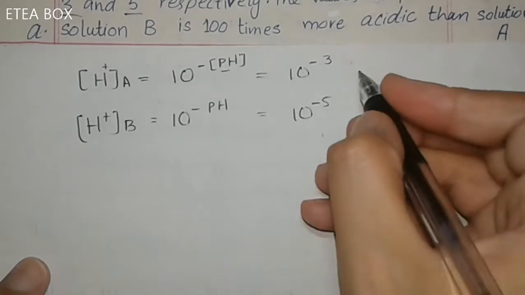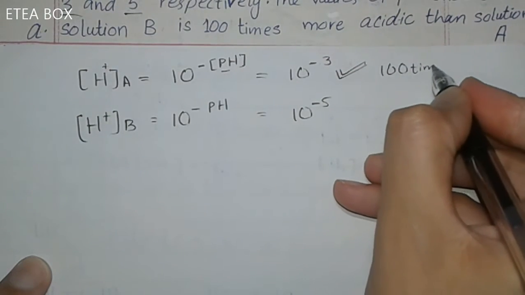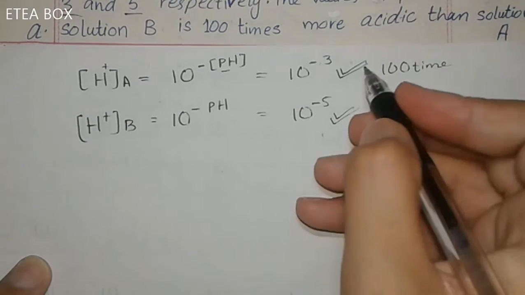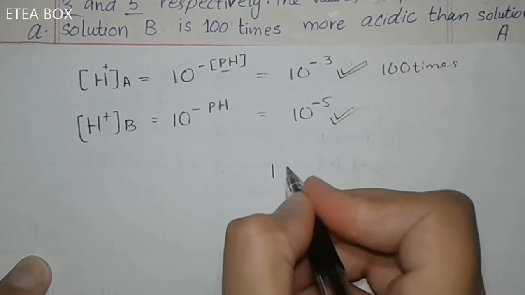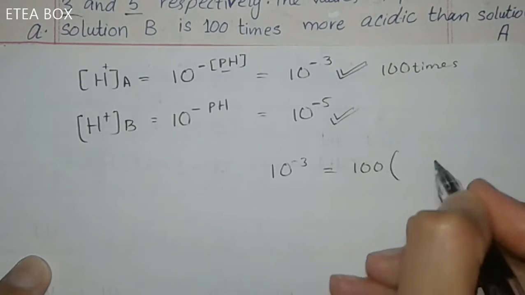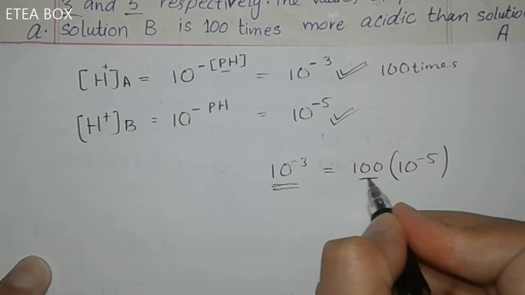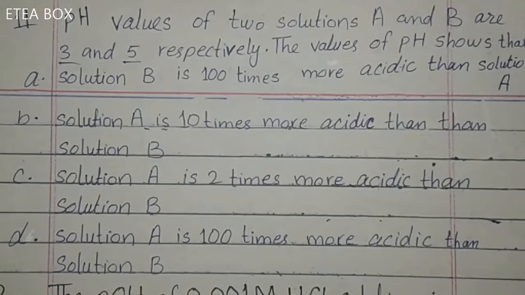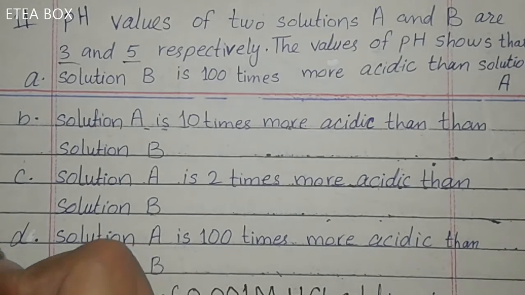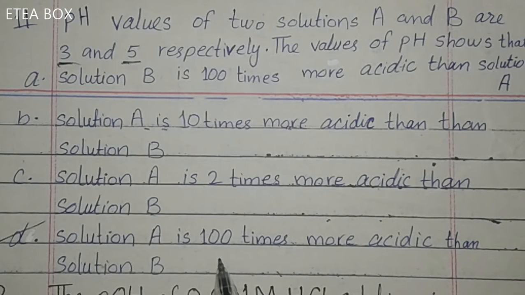Now look here. We know that 10 power minus 3 is 100 times greater than 10 power minus 5. You can prove it: 10 power minus 3 is equal to 100 times 10 power minus 5. So you will get this answer. Now look at option D: Solution A is 100 times more acidic than solution B. So this one is the correct answer. Look, pH 3 and pH 5, so solution A is 100 times more acidic than solution B.